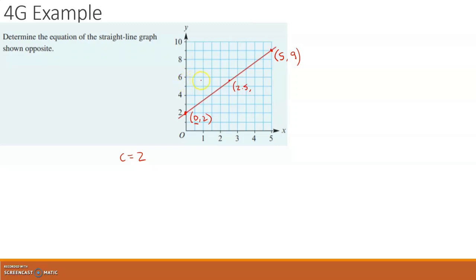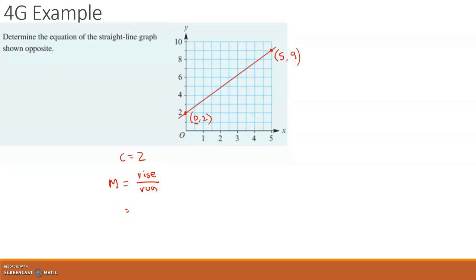It's between 5 and 6. It looks like it's 5.8, but I would just be estimating. We prefer to use a point like the one at the top right that I've marked, which is clearly 5, 9. I can't be wrong about that because it intersects the grid lines. So now that I've got that point, I can do my m calculation, my gradient calculation. And remember, gradient's equal to rise over run.